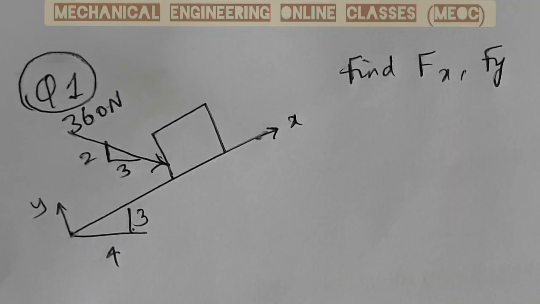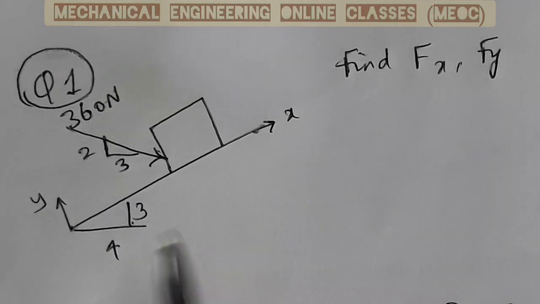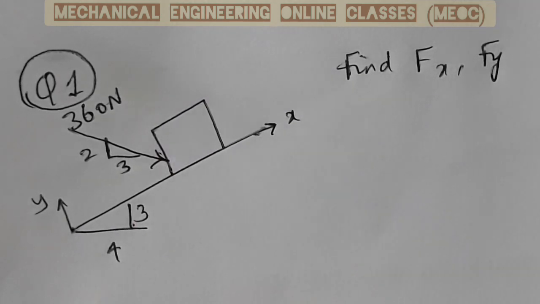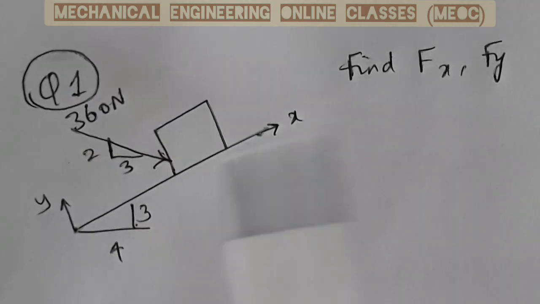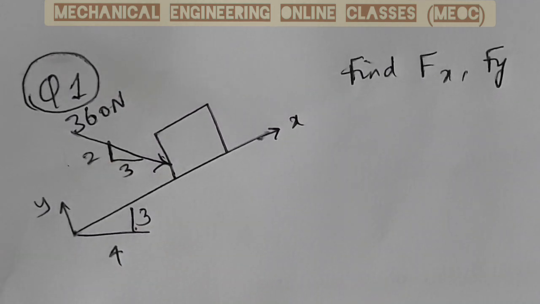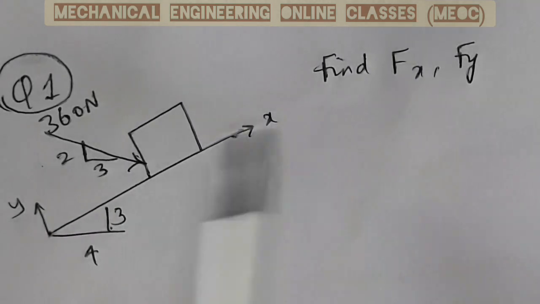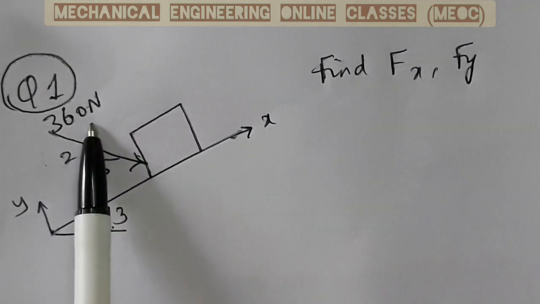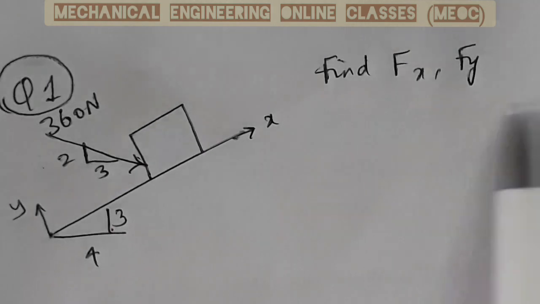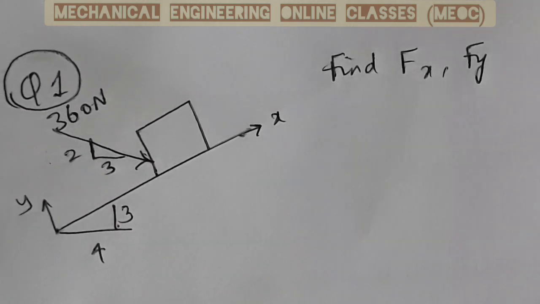So let us see how far things are understood. Take down this question. On an inclined plane there is a block which is subjected to 360 Newton force, and its inclinations are given in terms of slopes. If x and y are these, find the resolution of 360 Newton along x and y. Find Fx and Fy. This is the first question.